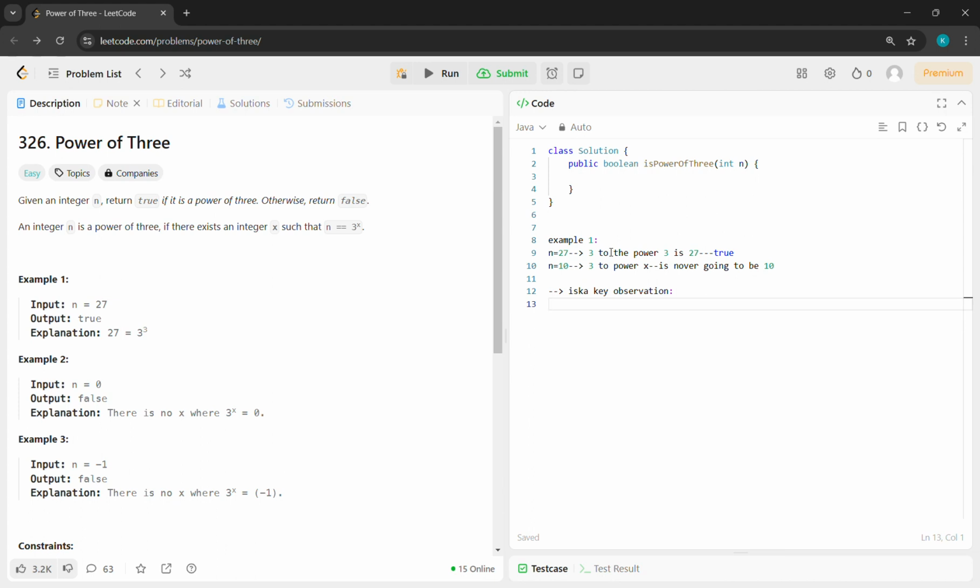For example, let's talk about example 1. Let's say it was 27. If we are dividing it by 3, then we would get 9, right? Then if we divide 9 by 3, we would get 3, and then if we divide 3 by 3, we would get 1.